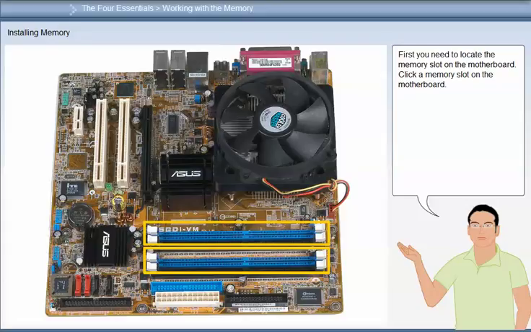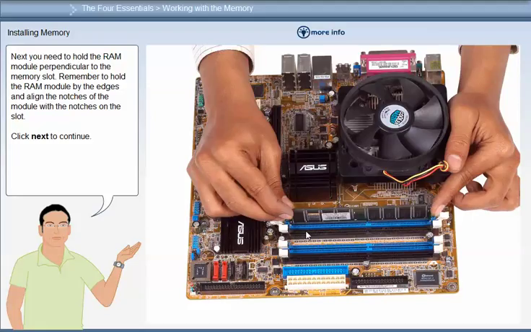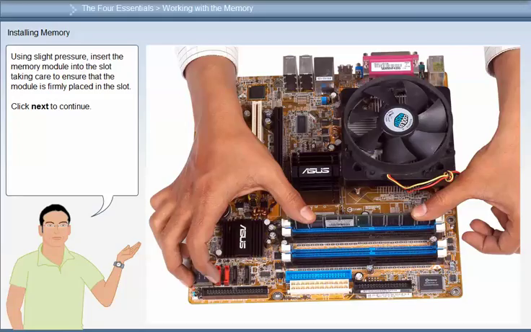First, you need to locate the memory slot on the motherboard. Click a memory slot on the motherboard. Next, you need to hold the RAM module perpendicular to the memory slot. Remember to hold the RAM module by the edges and align the notches of the module with the notches on the slot. Using slide pressure, insert the memory module into the slot, taking care to ensure that the module is firmly placed in the slot.